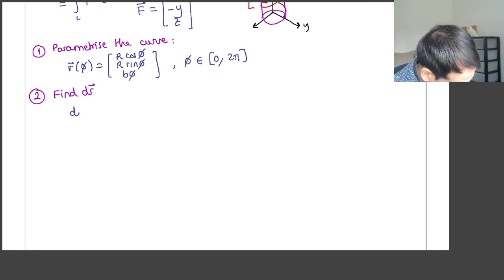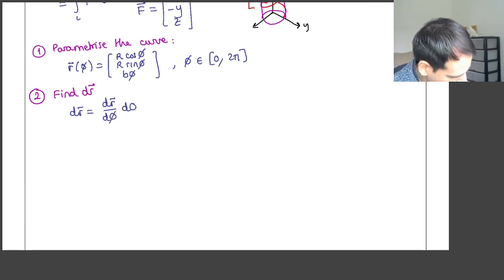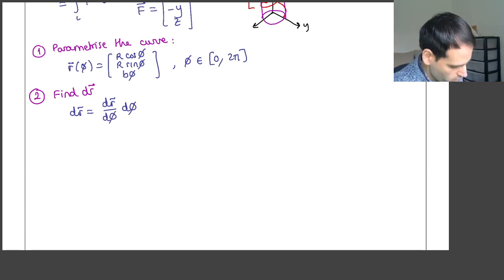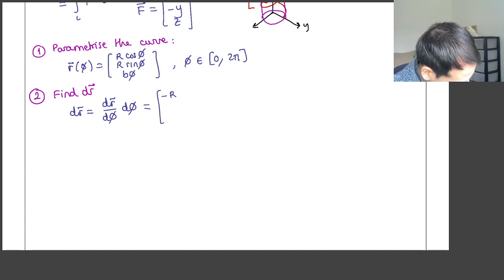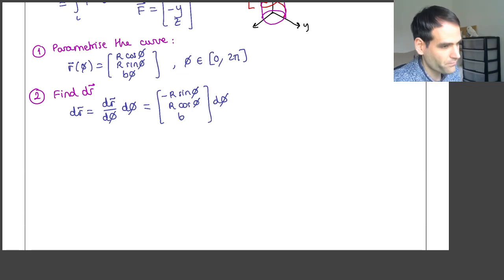So let's do it with the definition. So dr vector is equal to the derivative of the parameterized curve with respect to the parameter times the differential of the parameter. So I have to do the derivative of this with respect to phi. So I get minus r sine phi, r cosine phi, and then I get here b d phi. Okay, so this will be the dr vector.